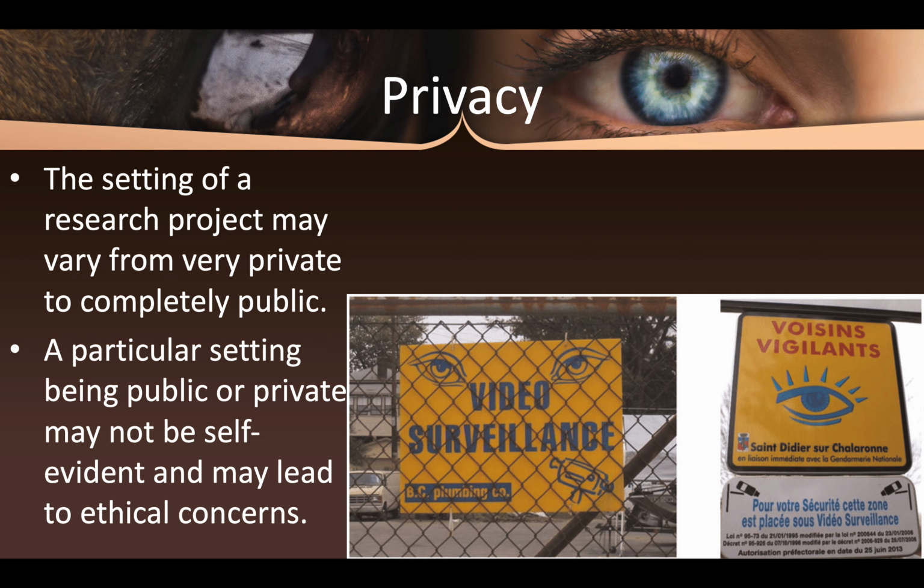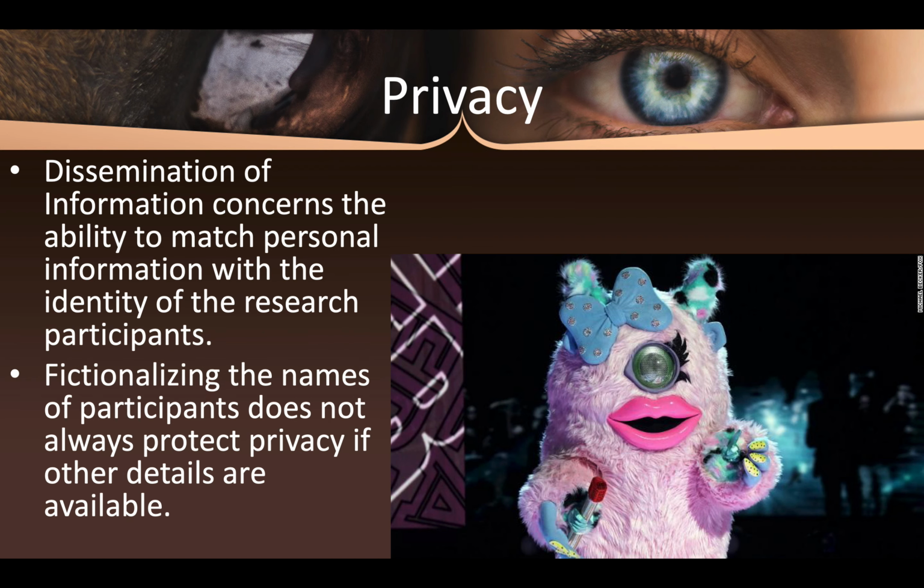The setting of a research project may vary from very private to completely public. A particular setting, being public or private, may not be self-evident and may lead to ethical concerns. Dissemination of information concerns the ability to match personal information with the identity of the research participants. Fictionalizing the names of participants does not always protect privacy if other details are available.